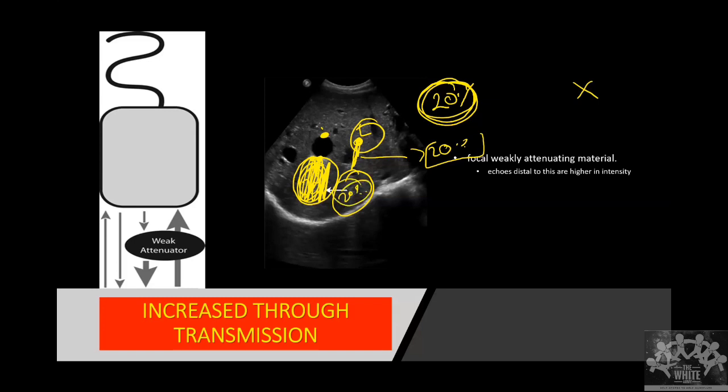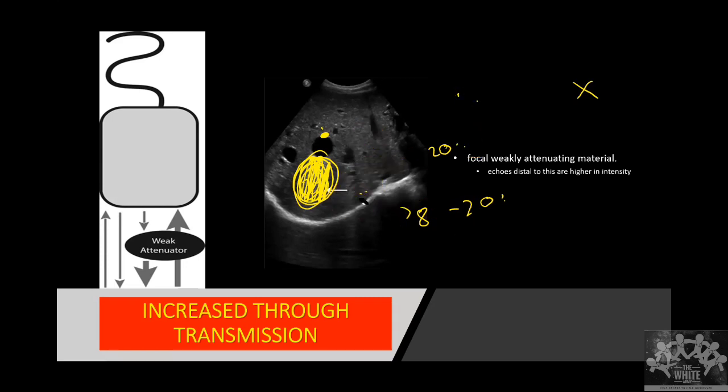Out of this 80%, almost 80% has reached. Out of this 80%, again only 20% is reflected. So compared to this area, the rest of the liver is reflecting less sound. That's why this area apparently looks brighter.